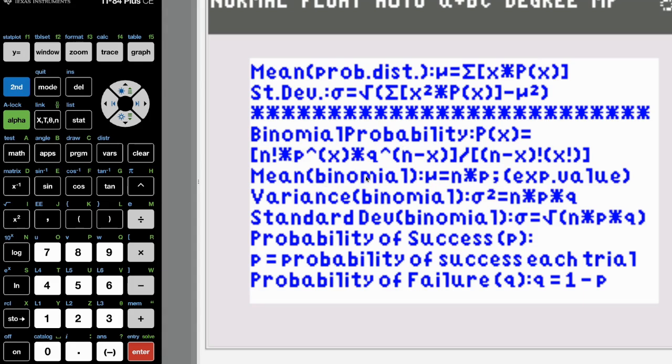So the mean of binomial is mu equals n times p. I forgot, I'll write in the comments what this x is, I think it's expected value here. Yeah, that's what it is. Variance of binomial distribution is sigma squared equals n times p times q. Standard deviation for binomial is sigma equals square root of n times p times q. So notice again, standard deviation, square root of variance. So just good to know. And probability of success versus probability of failure, or probability of not p, right there.